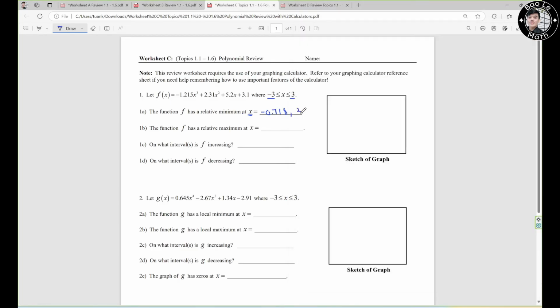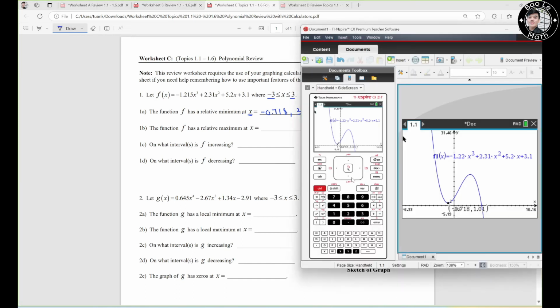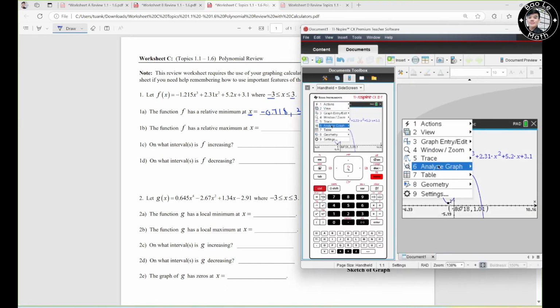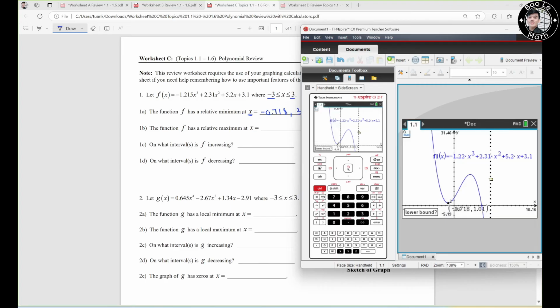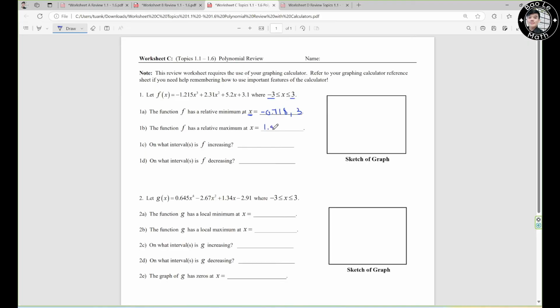So okay, now relative maximum, we do exactly the same thing. We hit menu, analyze graph, maximum, move the line to the left of the maximum, move the line to the right. So it could be 1.99 right here.